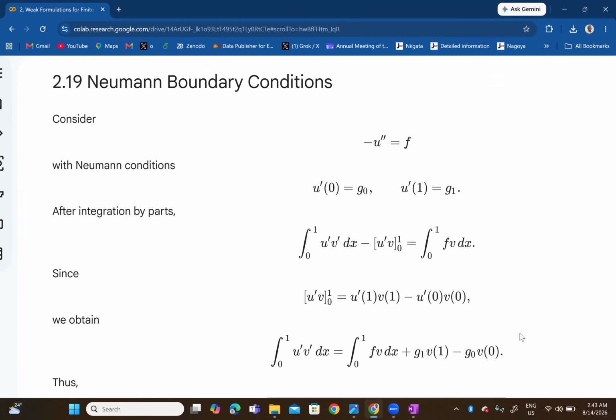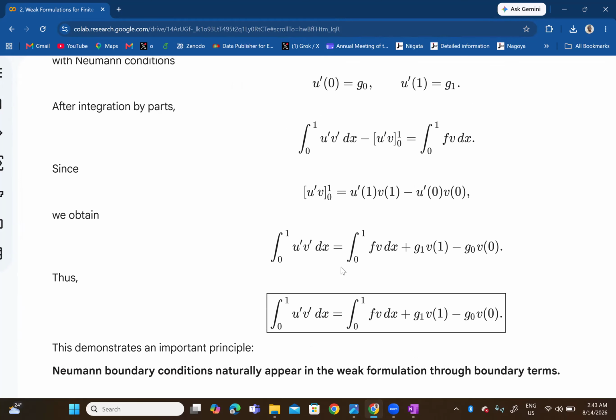So based on this, thus we can have the integral from 0 to 1 of u prime v prime dx equals the integral from 0 to 1 of f v dx plus G1 V1 minus G naught V naught. So normally with the other condition, these two would have gone to zero, but now we just have them in addition. So this demonstrates an important principle that Neumann boundary conditions naturally appear in the weak formulation through boundary terms. If you have boundary terms that are not vanishing, then we can have those terms added like this.